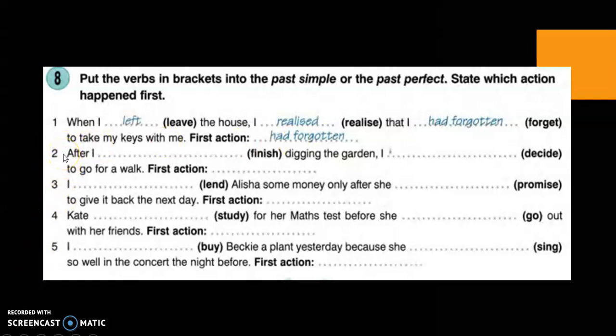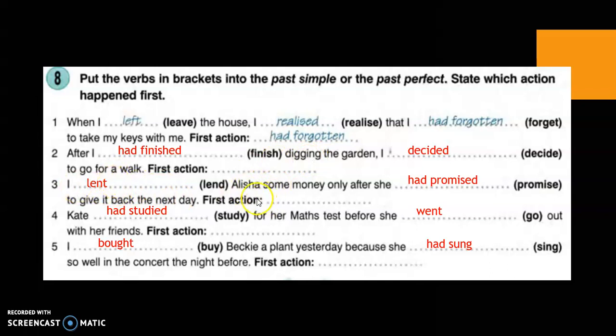So let's do the same with the others. Complete the sentences using past simple or past perfect and then state which was the first action. And these are the answers. After I had finished digging the garden, I decided to go for a walk. Which was the first action? Digging the garden.